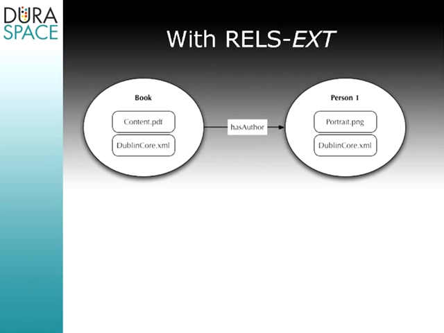So just to make it a little more visual, this is the basic model of a relationship between a couple Fedora objects that you have stored in your repository. So here we have a book and an author, and the book object, the object representing a book, contains a couple files or data streams, and the book, through the use of this special RELS-INT data stream, is able to assert that it has an author and is pointing to another object in the repository, which may have information just about that author, like a picture of the person and a Dublin Core description of the person.